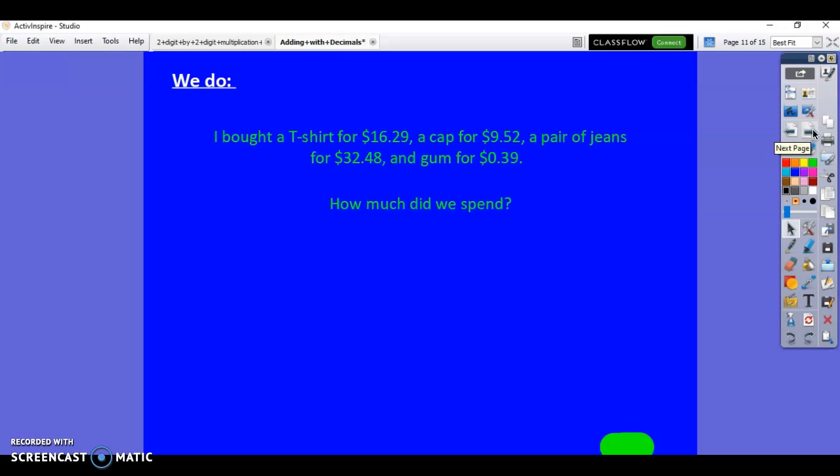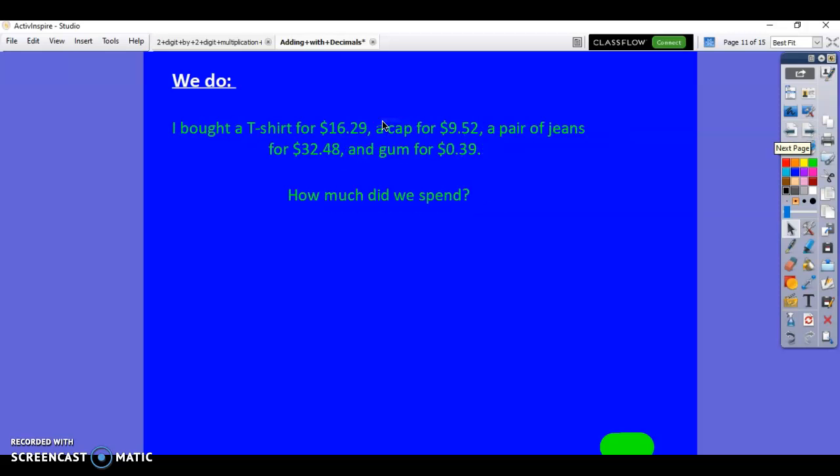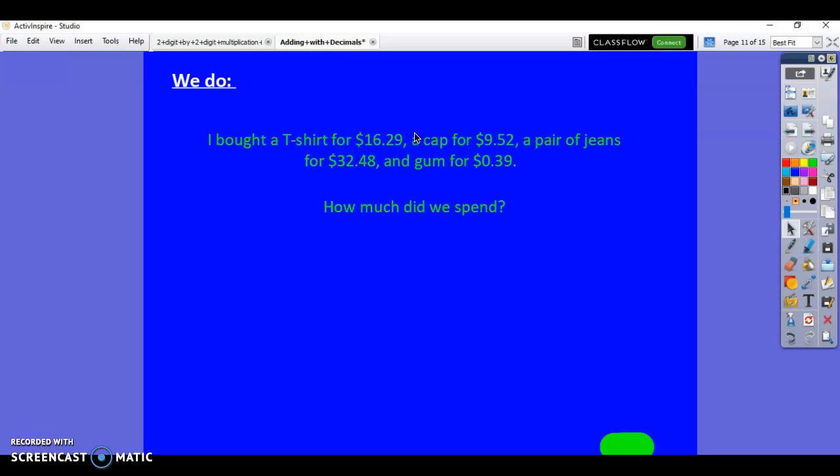Now, you bought a t-shirt for $16.29, a baseball cap for $9.52, ooh, a pair of jeans for $32.48, and gum for 39 cents. How much money did you spend in all? Remember, we are just adding today.